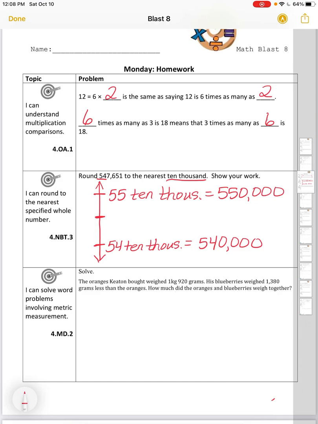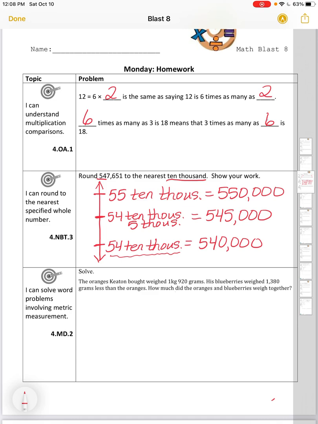Now I want to determine the midpoint, the number that is right between 540,000 and 550,000. The midpoint is always going to be what's at the bottom of the number line here. So 54 10,000s and 5 of the next unit. So 5,000s. 54 10,000s and 5,000s. So that's equal to 545,000.